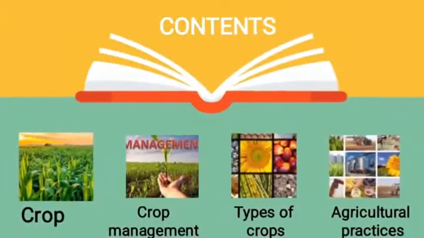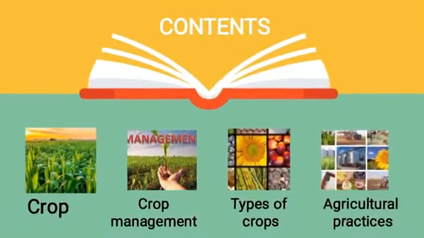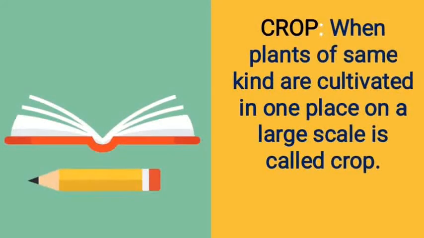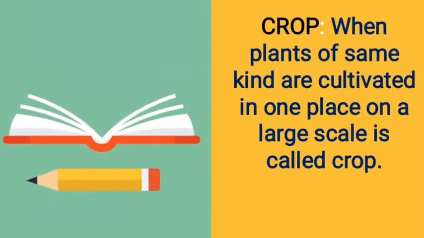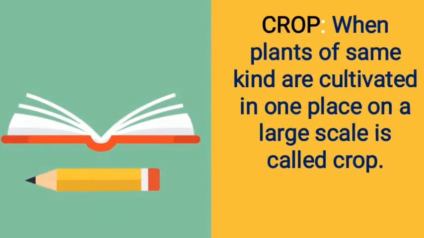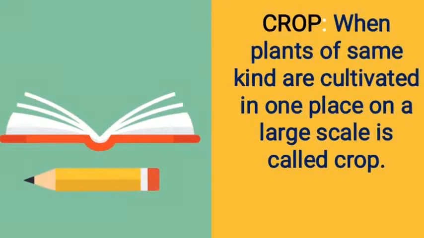So first let us begin with our word crop. Now what do we mean by crop? A crop is when plants of the same kind are cultivated at one place on a large scale. Now how did we come to this?